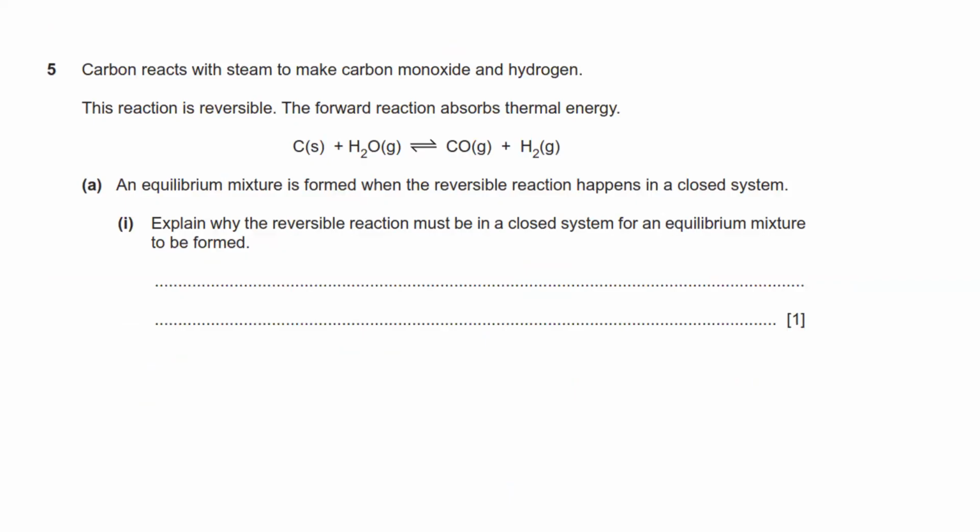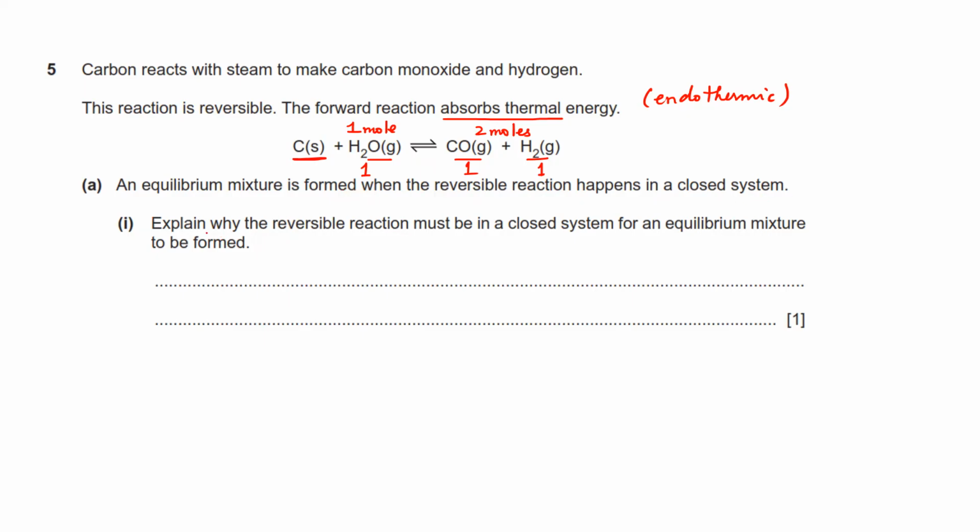So moving ahead, question number 5. Question number 5 states that carbon reacts with steam to make carbon monoxide and hydrogen. This reaction is reversible. The forward reaction absorbs thermal energy, which means that it is an endothermic process. And then we are given, this is solid, this is gas, gas, gas. So if you're talking about gases, I have 1 mole of gas here, one here, one here. So a total of 2 moles of gases here, and 1 mole of gas again. This is solid.